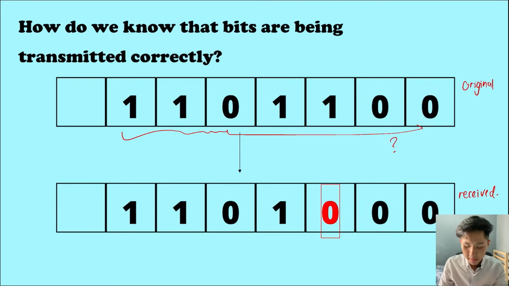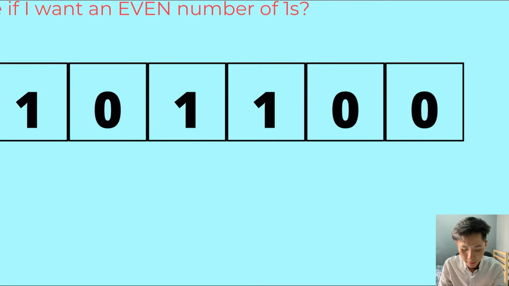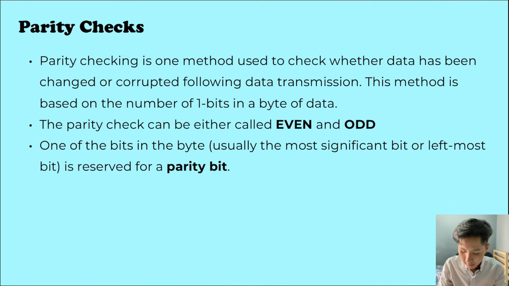One way that we can do this is through the parity check. Parity checking is one method used to check whether the data has been changed or corrupted following data transmission. This method, very similar to cyclic redundancy check, is based on the number of 1 bits in a byte of data. The parity check can either be even or odd. Therefore, we have 2 different methods here. Your parity check can either be an even parity check or an odd parity check.